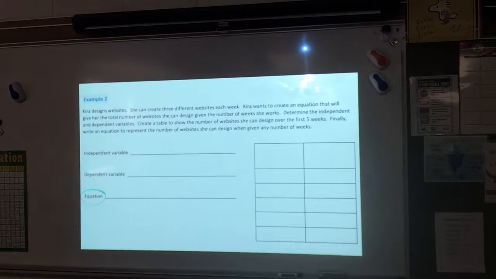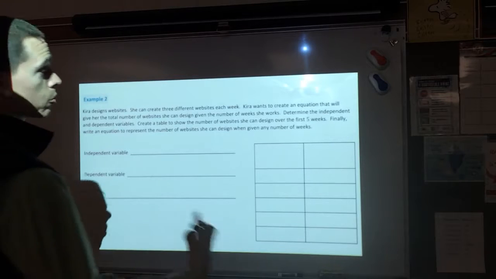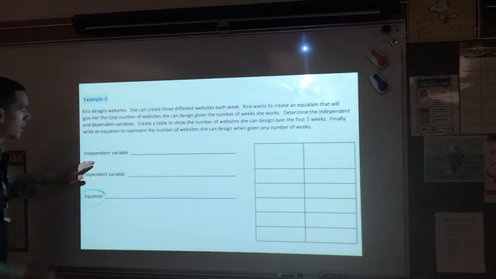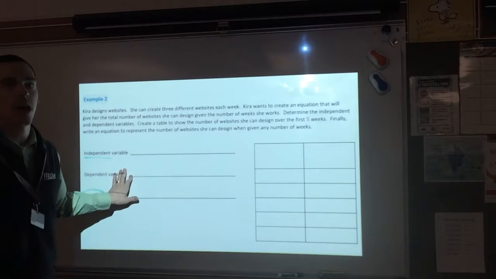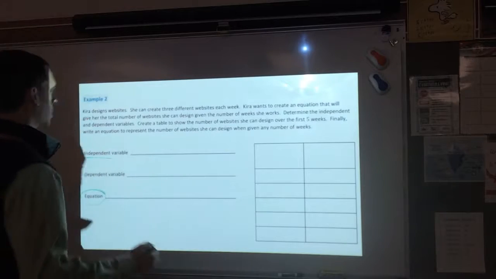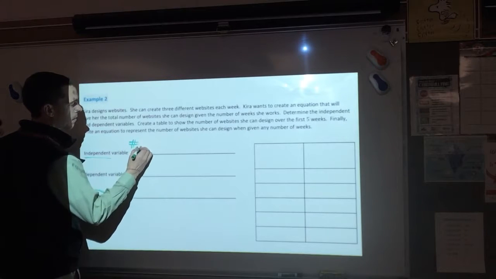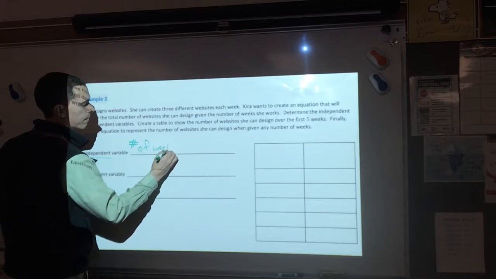And then finally, create an equation to represent the number of websites that she can design when given any number of weeks. So maybe it's the 10th week or the 12th week. It doesn't matter. So, independent variable, what is not being affected here? It is the weeks, the number of weeks.